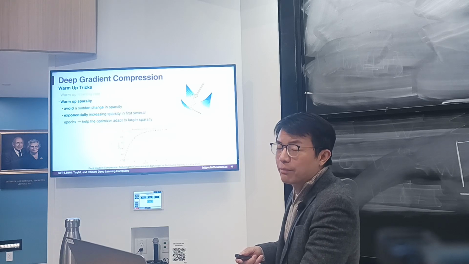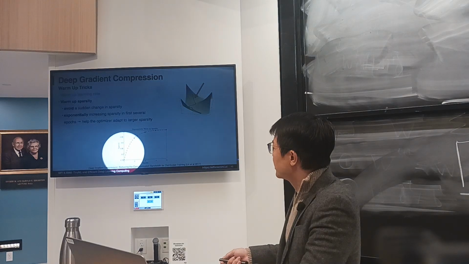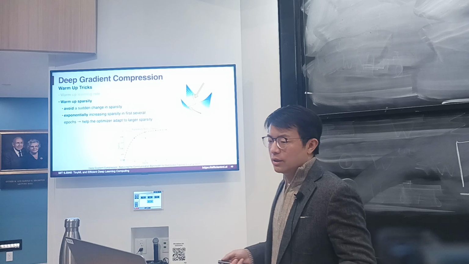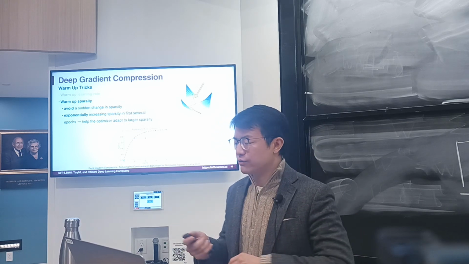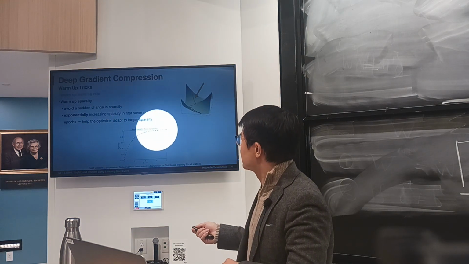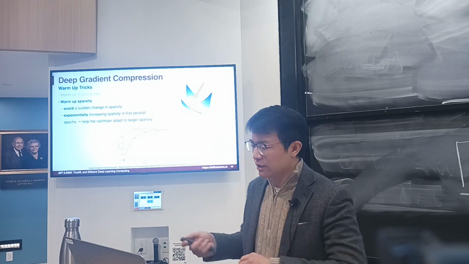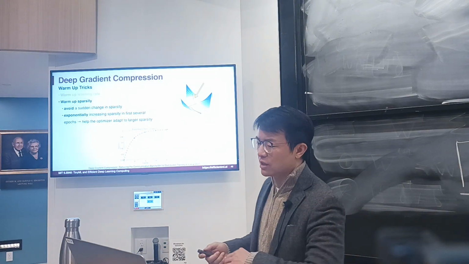We can also warm up the sparsity to avoid a sudden change in the sparsity. So here, we are gradually increasing the sparsity. Here it is exponentially increasing the sparsity in the first couple of epochs. Here are 4 epochs to help the optimizer adapt to a larger sparsity. In epoch 5, sparsity becomes stable.